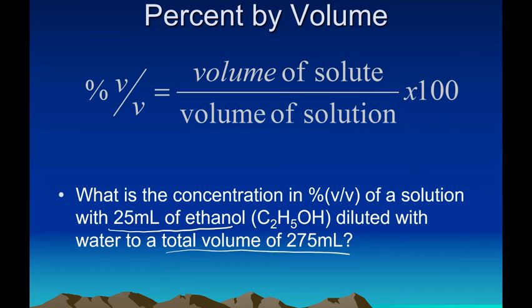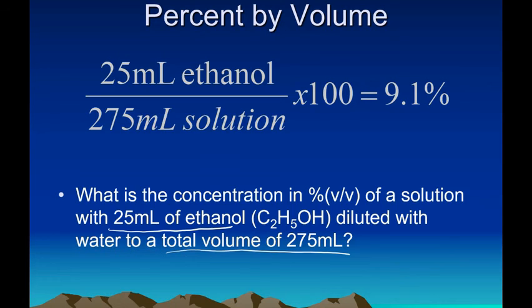Now, it's worth pointing out we would use percent by volume when we're dissolving a liquid into another liquid. So our solute is our liquid ethanol in this case. So we're going to find the percent. We have 25 milliliters of solute divided by 275 milliliters of solution, times 100 gives me a 9.1% volume.